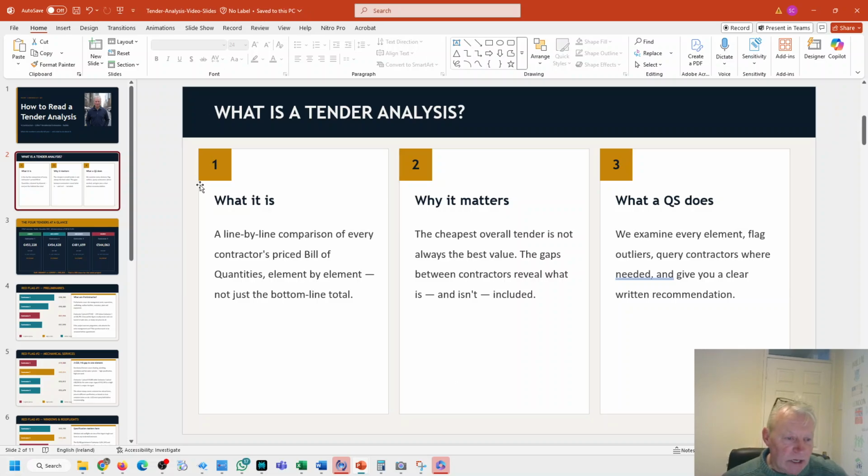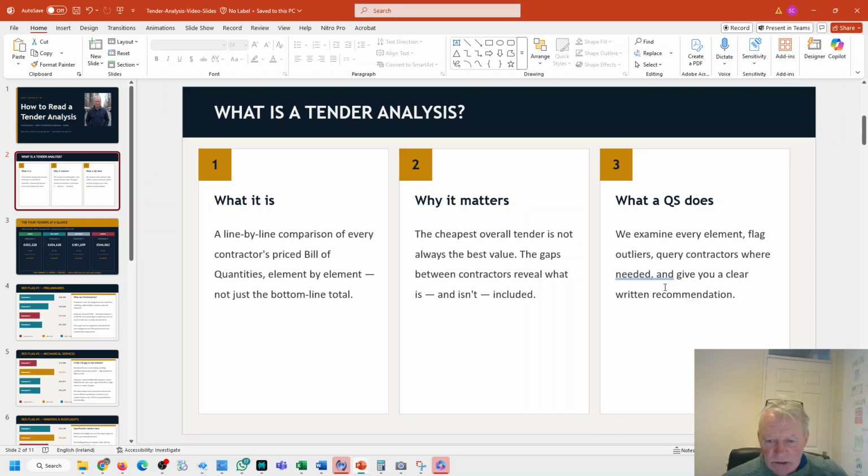So what it is is a line by line comparison. At this stage it's the overall headline. The line by line comes in the next stage. Why does it matter? Because the cheapest is not always the best value. There can be gaps as we need to analyse it. What does the QS do?